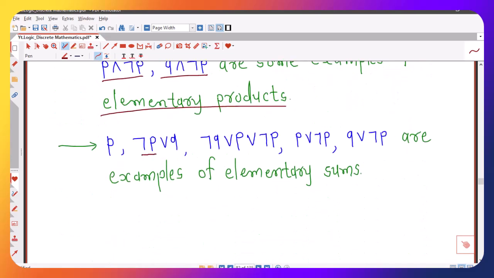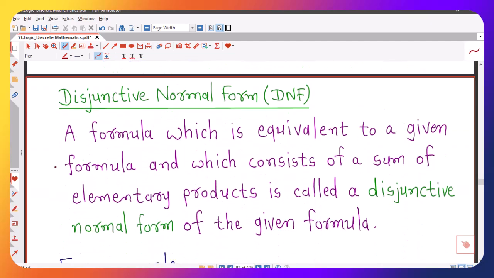And here we are using variables and their negations only, and we are joining by OR operator. Therefore, they are examples of elementary sums. Then we discussed disjunctive normal form. Disjunctive normal form means disjunction means OR operator. So, we will remember in this way. Disjunction means OR operator. So, disjunctive normal form means it is disjunction of elementary conjunctions. So, here we will have elementary conjunctions.